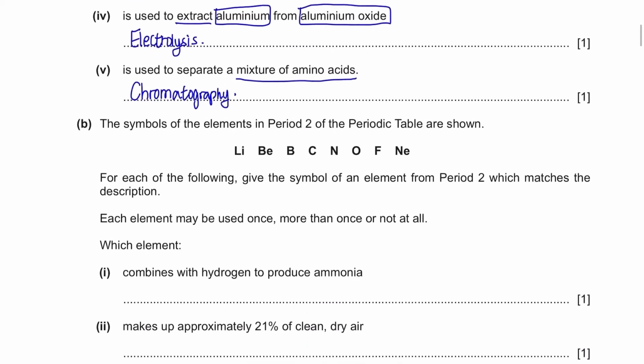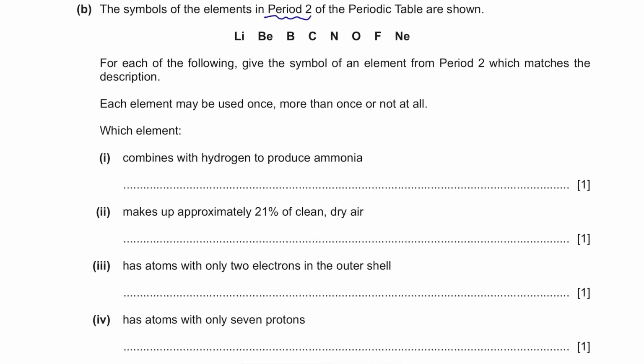Part B. The symbols of the elements in period 2 of the periodic table are shown. For each of the following, give the symbol of an element from period 2 which matches the description. Each element may be used once, more than once, or not at all. Which element combines with hydrogen to produce ammonia? The chemical formula of ammonia is NH3. So what do you need to combine with hydrogen to form NH3?